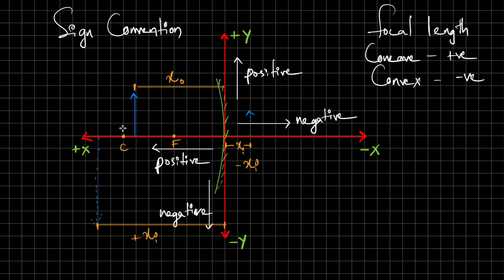About the height, we always place an object upright. So HO will be positive, height of the object. We're measuring it upwards. So that's positive. If your image is inverted, then HI is negative. Real images are inverted, so HI is negative. In this case, if you're getting an upright image, an erect image, HI will be positive.